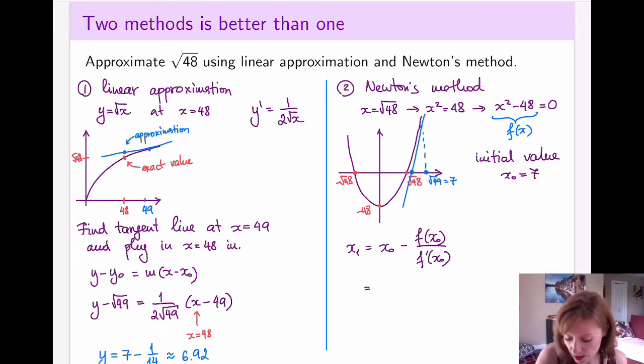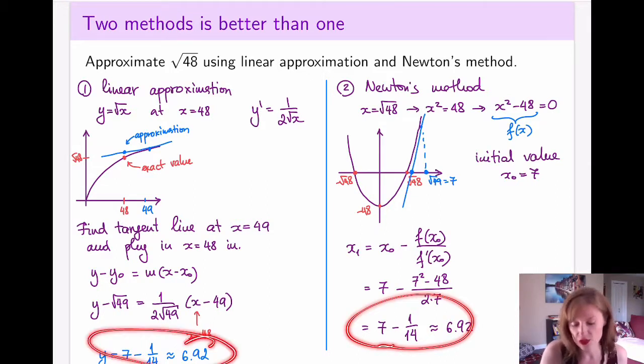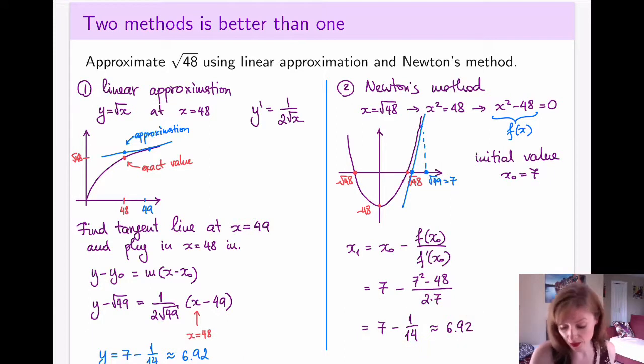So then the next step is to actually plug in my value for x naught, which is 7. So the function will be 7 squared minus 48. And the derivative is 2x. So 2 times 7. Calculating that out, I see that I'm getting 7 minus 1/14, which is approximately 6.92. So notice that my last line of calculations in both of these methods is actually identical. Okay, so yes, they've ended up with the exact same approximation, but for linear approximation, you're done. There's no way to proceed. Linear approximation will only be able to produce one value, and that's it, you're done here.